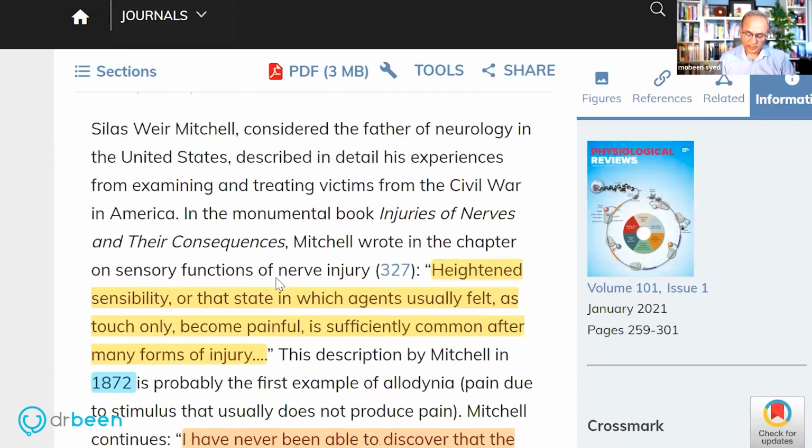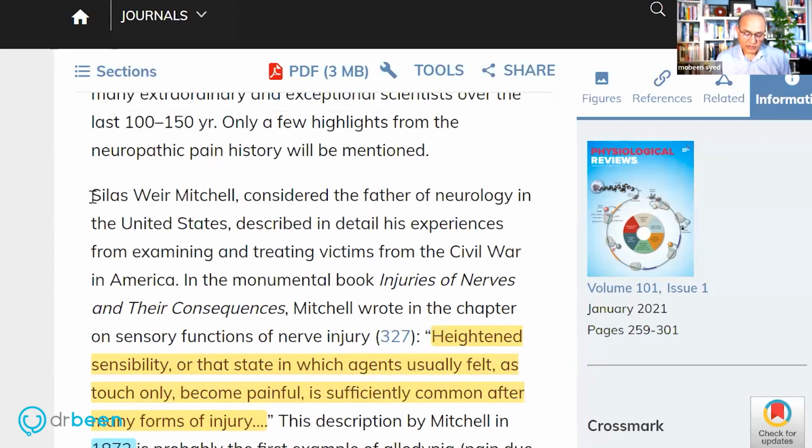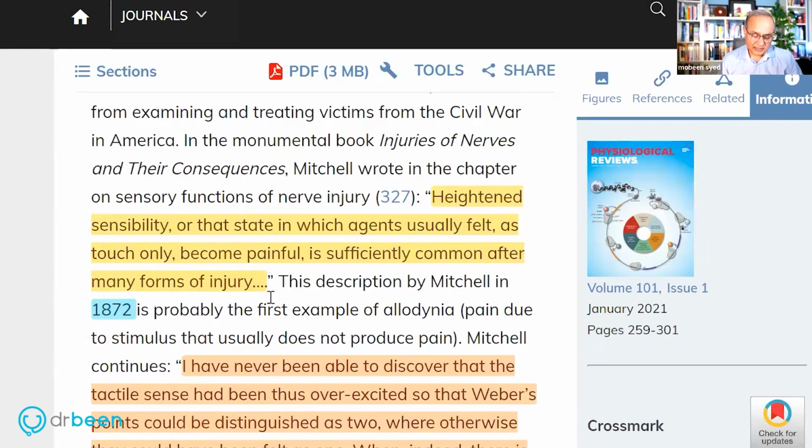The history is 100 to 150 years old, but I want to share some parts of this. Silas Weir Mitchell is considered the father of neurology in the US. He was treating patients of the Civil War, and he was observing their injuries and what was going on with their neurological systems. So he says, heightened sensibility, or that state in which agents usually felt as touch only become painful, is sufficiently common after many forms of injury. What he's saying is that sometimes when you just touch some part which should be felt as touch, in many forms of neuropathic injury, or whatever the name was in those days, the touch or other senses are now converted to pain. We now call it allodynia, where a sense that should not create pain is creating pain.